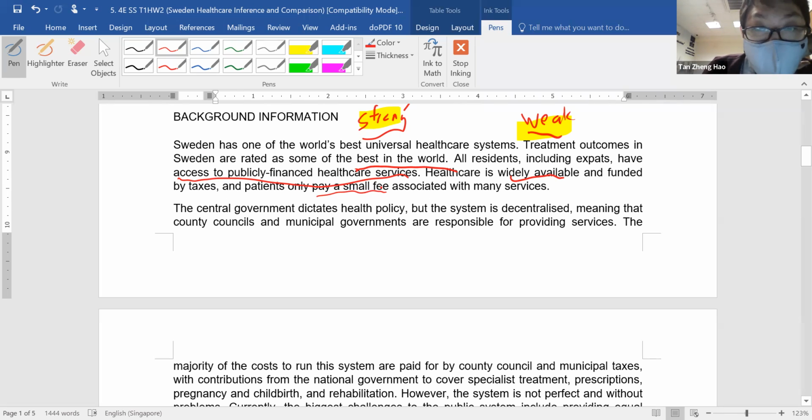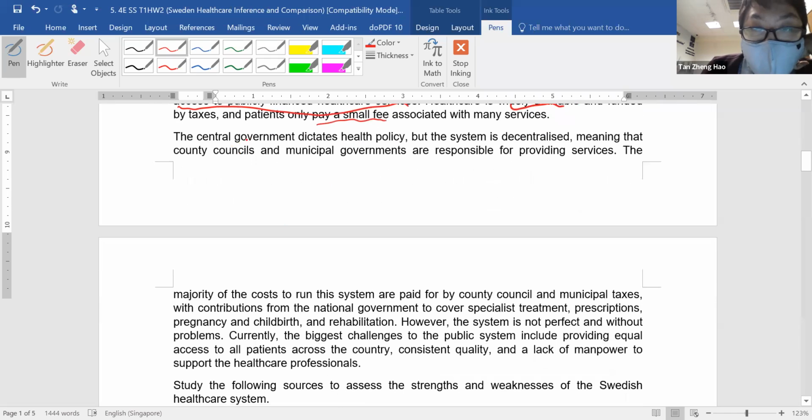But are there some weaknesses with the healthcare system? The central government dictates healthcare, but the system is decentralized, meaning that county councils and municipal governments, meaning the city government, are responsible for providing services. We haven't found the weakness yet. The majority of the costs to run the system are paid for by the county council and municipal taxes, with contributions from the national government to cover specialist treatment, prescriptions, pregnancy and childbirth, and rehabilitation. Now we start to find some of the weakness.